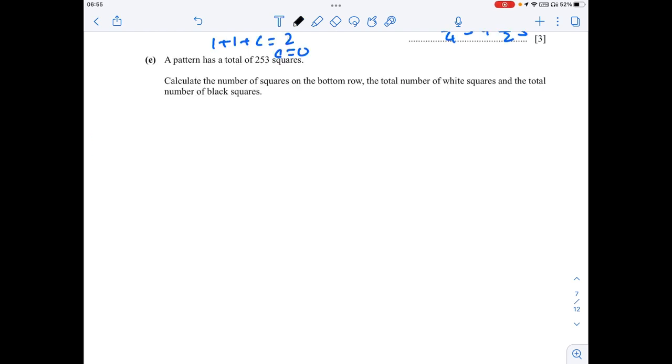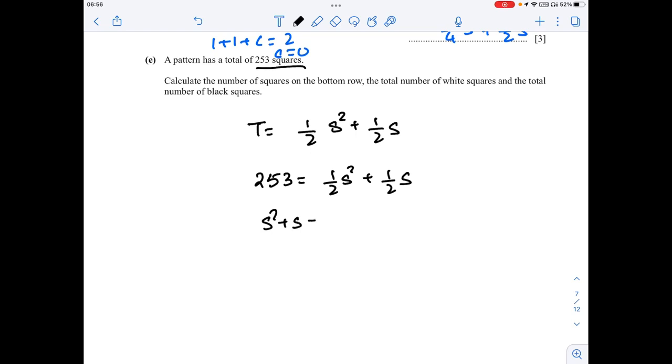Coming to part e, the pattern has 253 squares. So the total number of squares formula is 1 upon 2 s squared plus 1 upon 2 s. This is 253. So s squared plus s equals 506. So s squared plus s minus 506 equals 0.